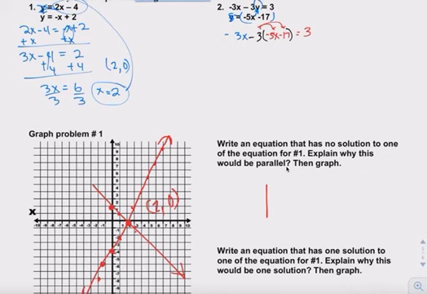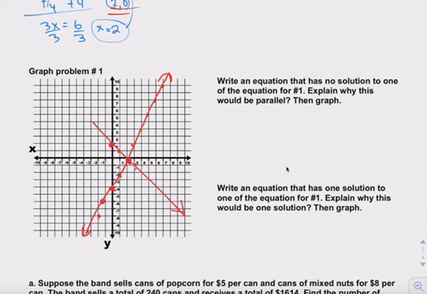Hey, how are you? Just the same as this one. You have a question? I'm videotaping. Which one? I'm just doing an equation to one of the equations.